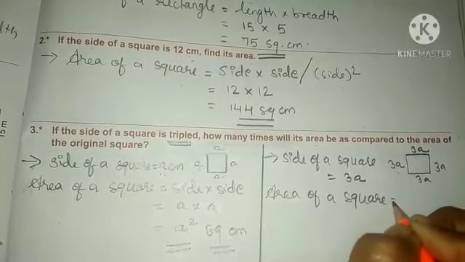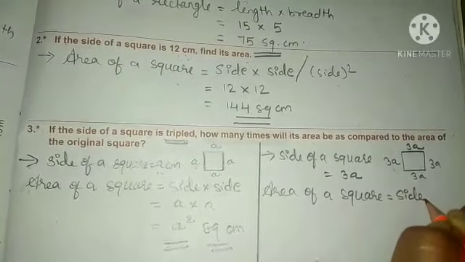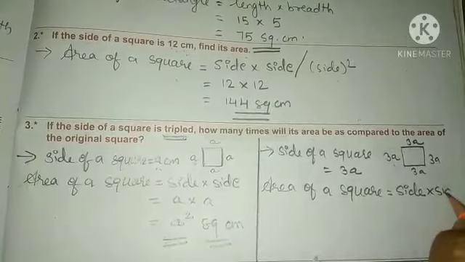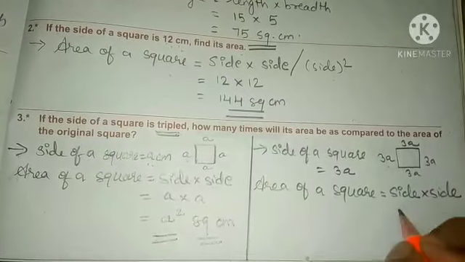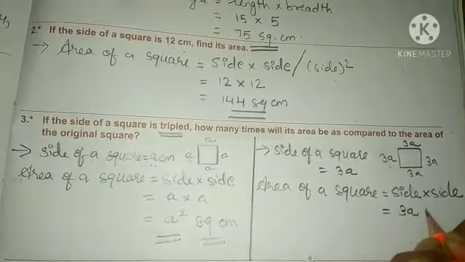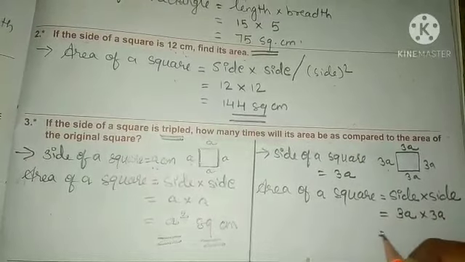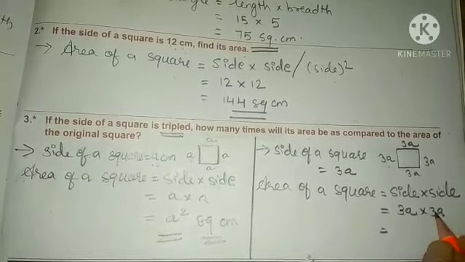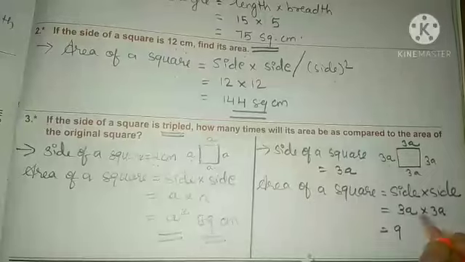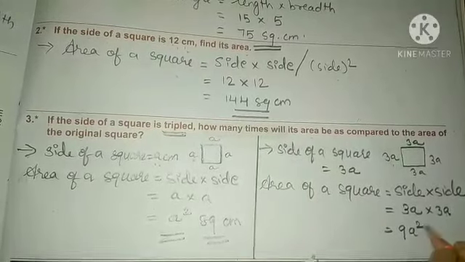Now you have to find out the area of a square. So how are you going to find out? That is by using the formula side into side. Clear? So side is 3A into 3A. So what you will get? You will get 3A multiplied by 3A. 3 3s are 9 and A multiplied by A is A square.